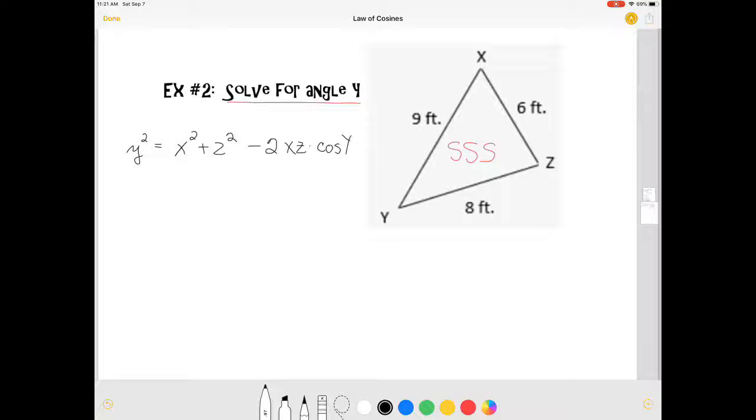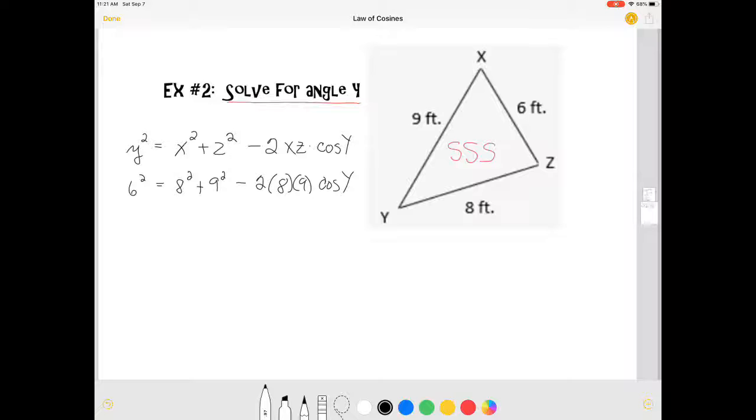So let's fill in everything that we know. So we know y is 6 because 6 is the side length that is opposite angle y. Opposite angle x is the side of length 8, and opposite angle z is side z, length 9. And fill in the rest. Minus 2 times 8 times 9 times cosine of angle y, which we're solving for.